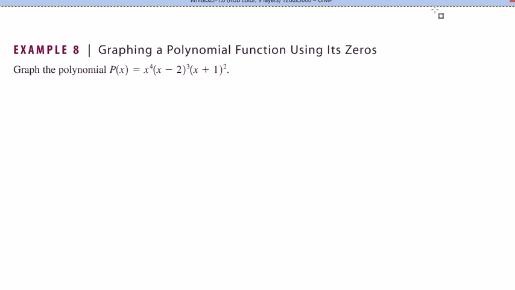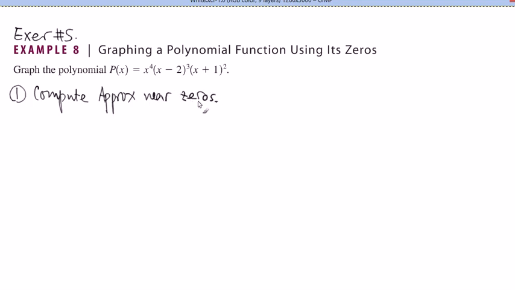This one's conveniently all factored for us. However, it has all high multiplicity, and try to put those high power monomial shapes everywhere and see if you can sketch it. What's the exercise number? Exercise number 5. Always the first question is to compute the approximations near zeros. You write them down and think about how the fourth power monomial looks like, third power looks like, second power looks like, and put them all together.